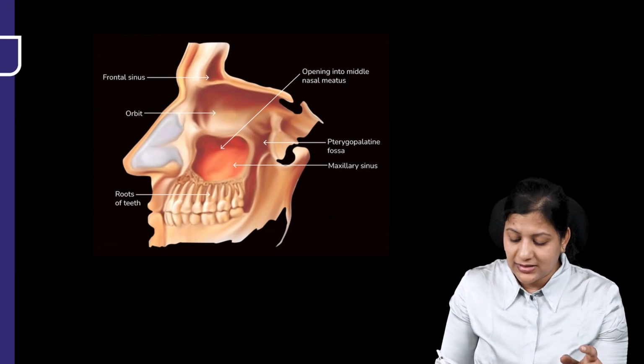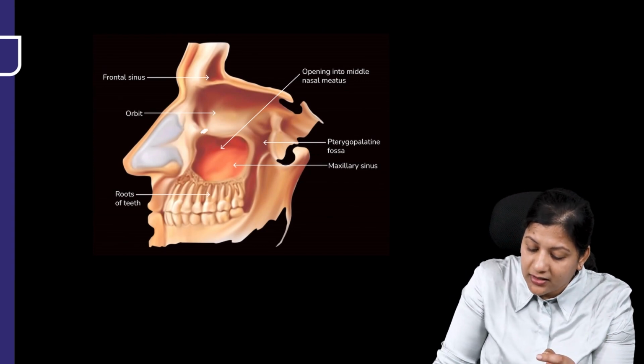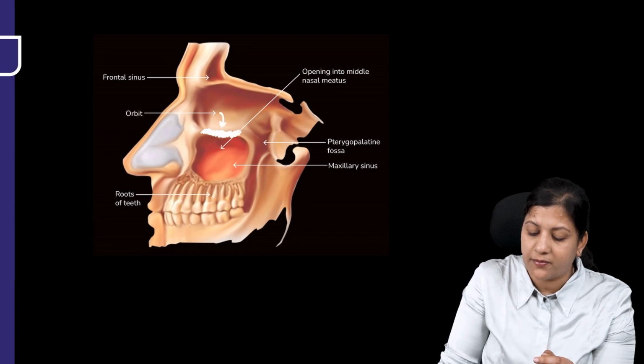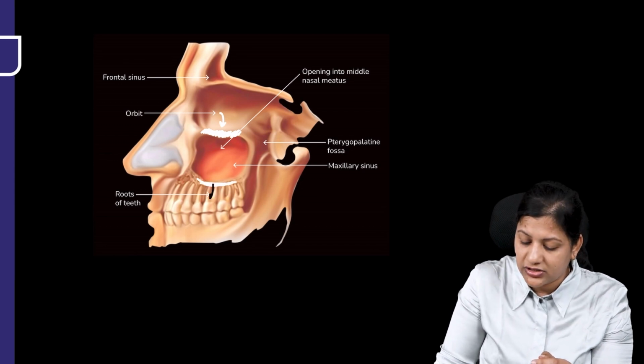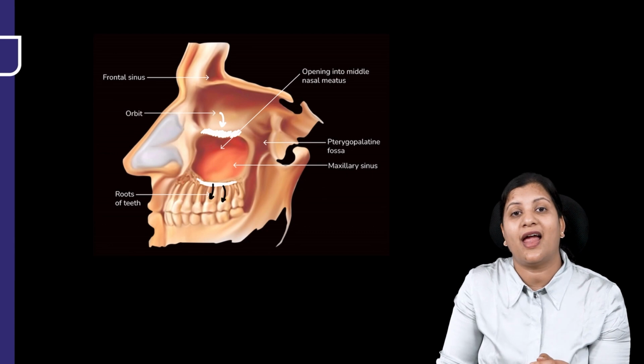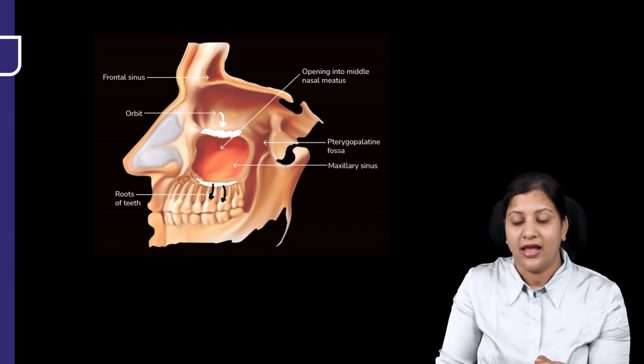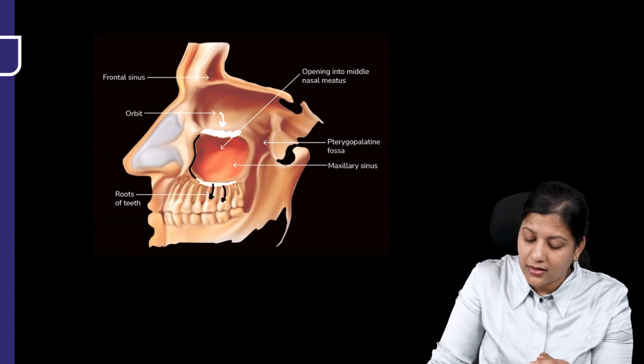So if you see in this diagram, you will understand better that the roof of the maxillary sinus is formed by the floor of the orbit. Floor of the maxillary sinus is in relation to your second premolar and your first molar. Then you have an anterior wall.